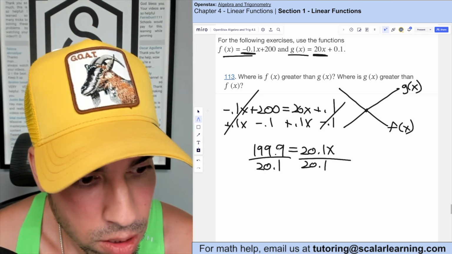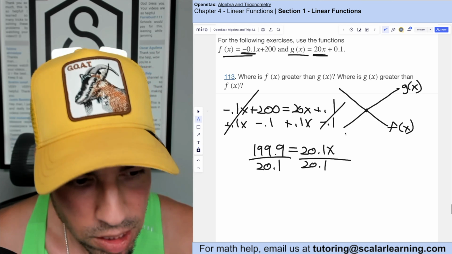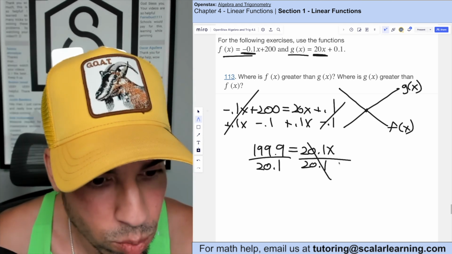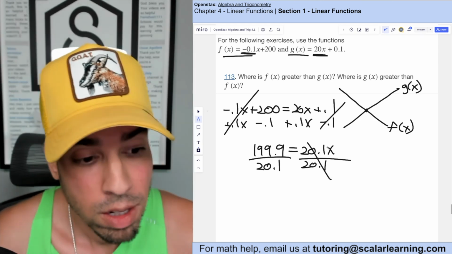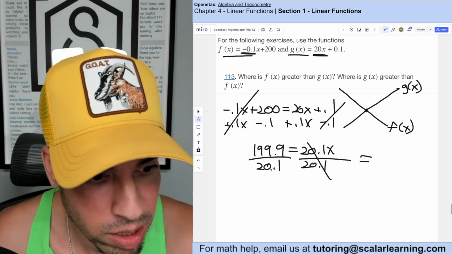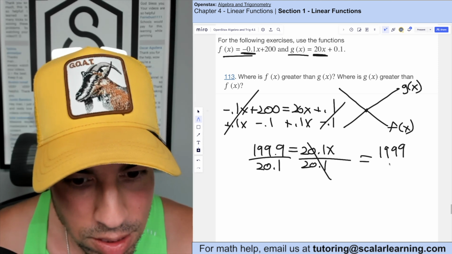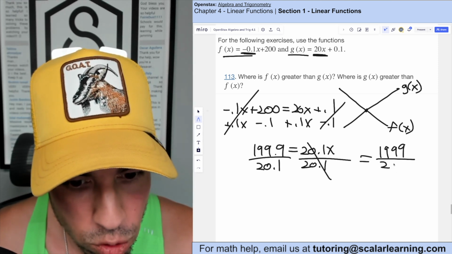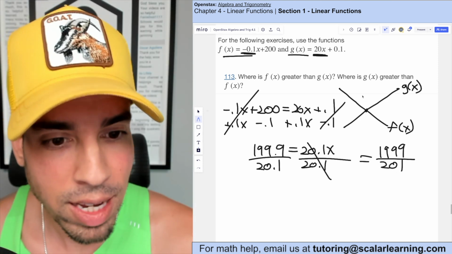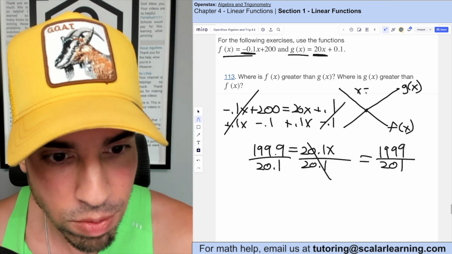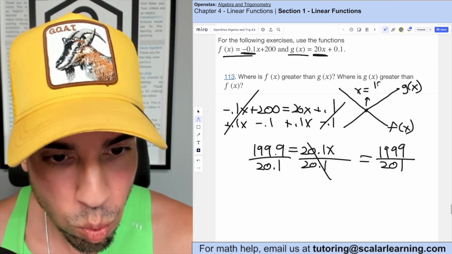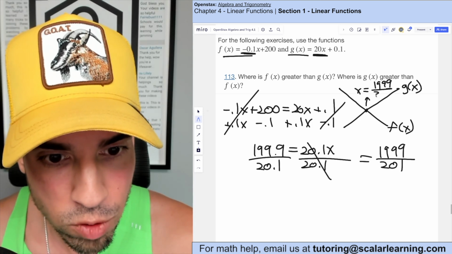And this is going to give us a non-repeating decimal. It's going to go on and on forever. But instead, we can just simplify this down to be an improper fraction of 199.9 over 20.1, or multiply top and bottom by 10, and we get 1999 over 201. So again, that's this point right here. That's the x value. The x value of this point is 1999 over 201.